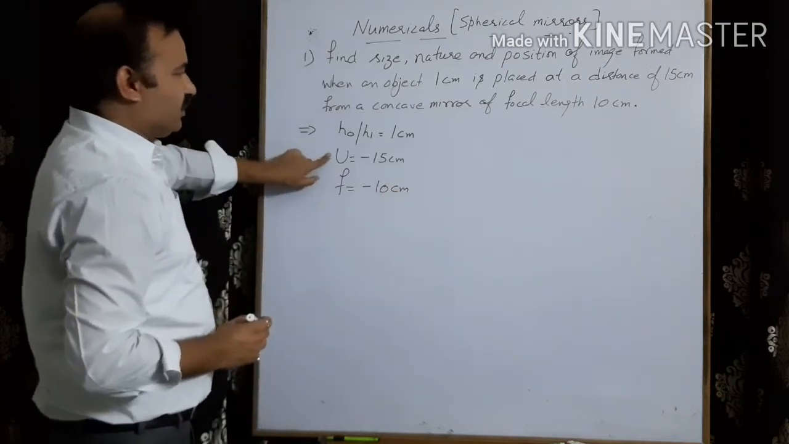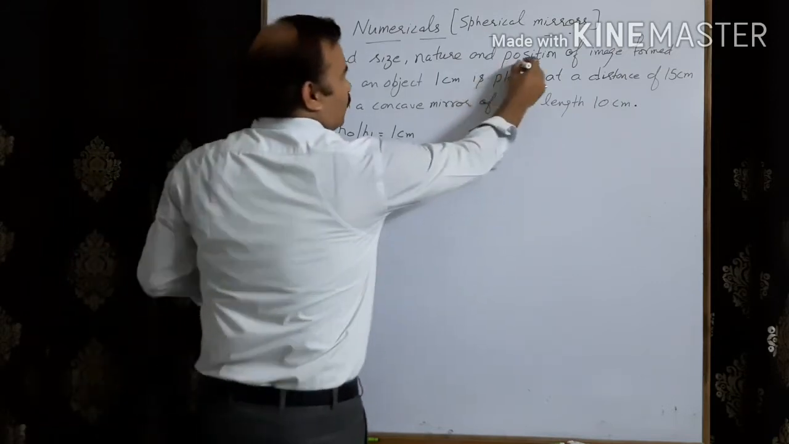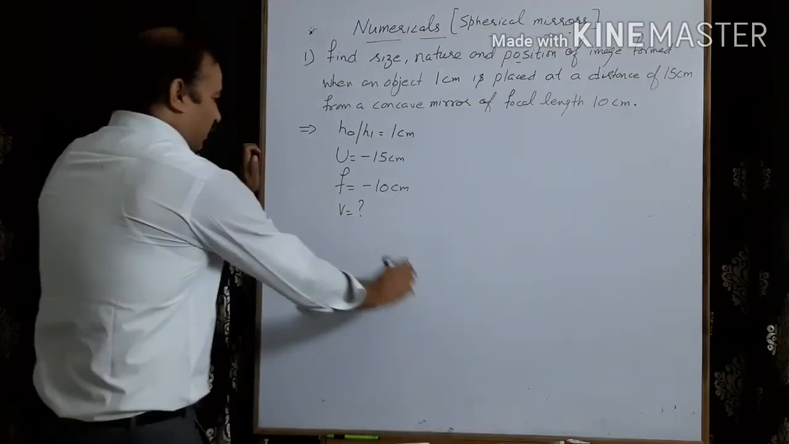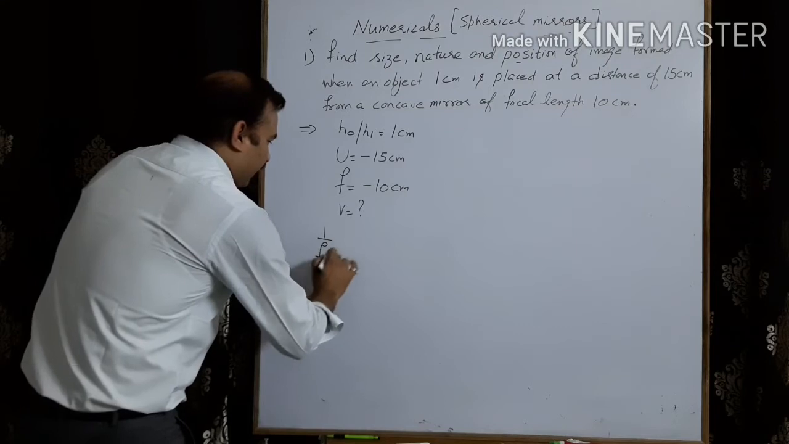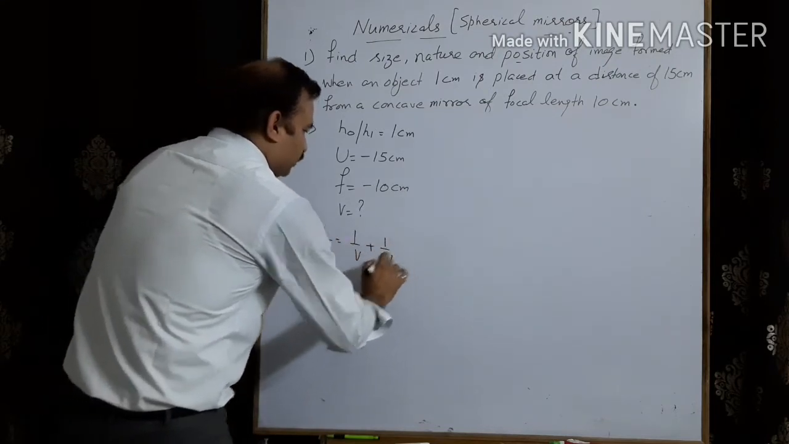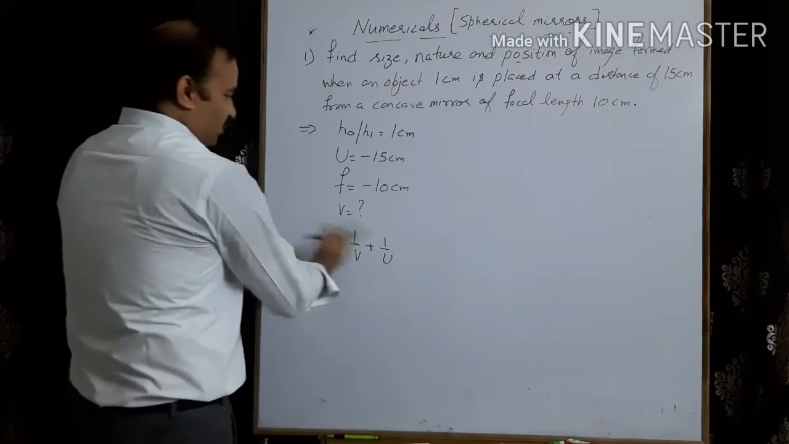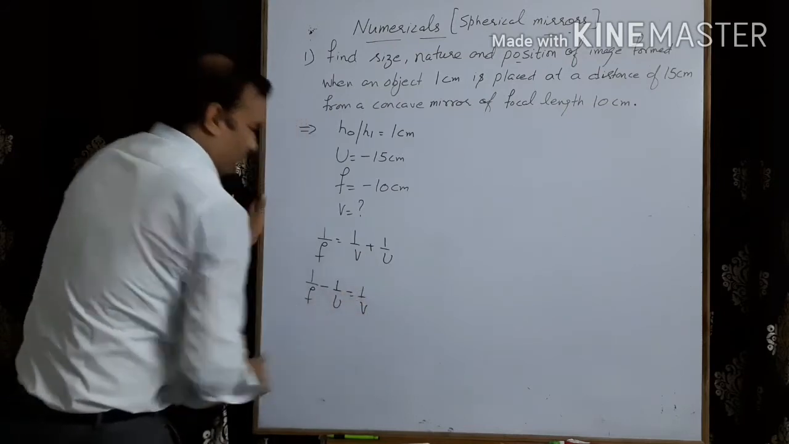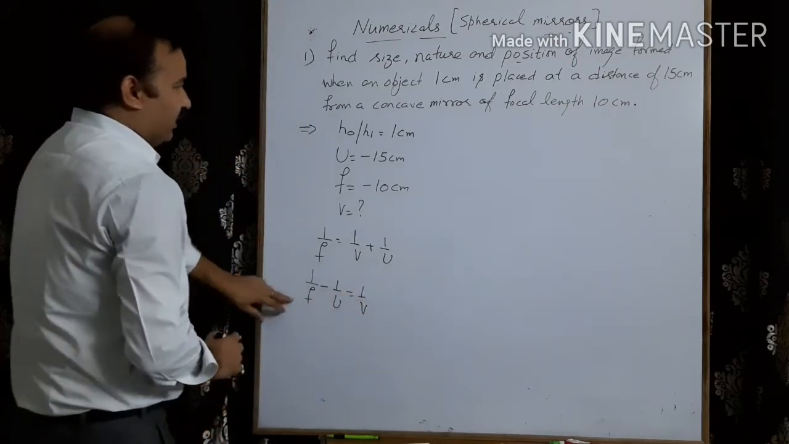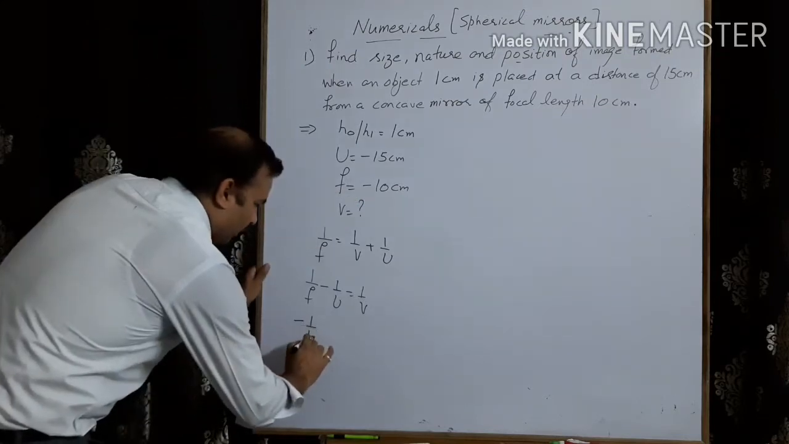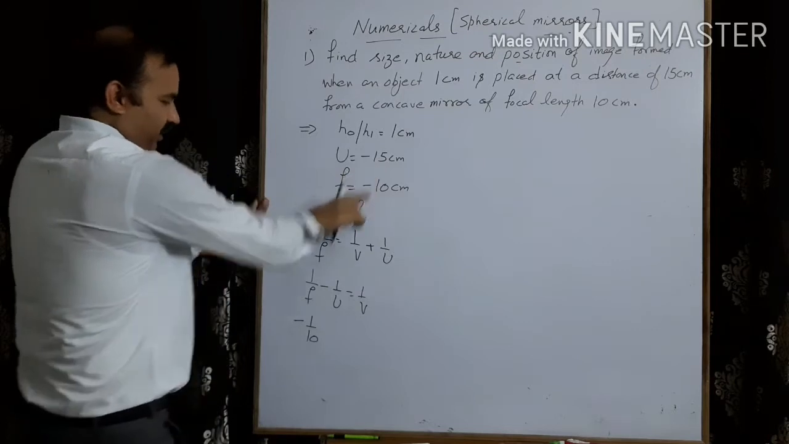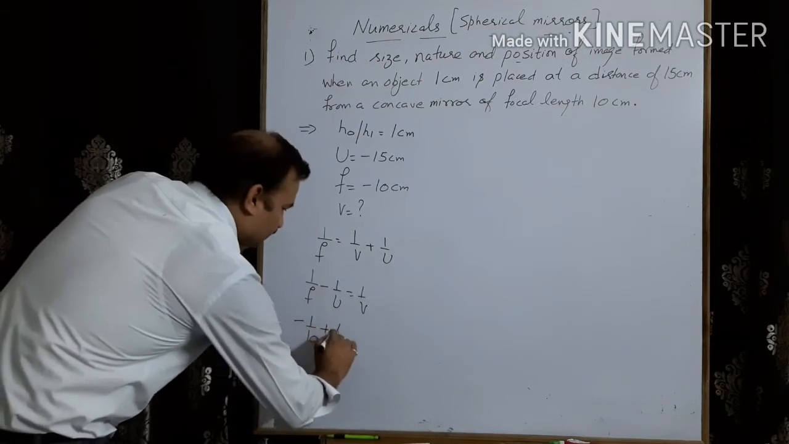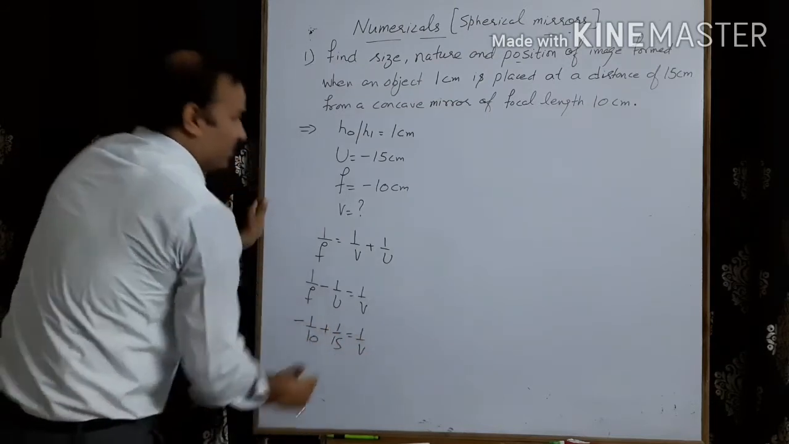So f is given, u is given. We have to find the position. So first of all, position means we have to find the v by using the mirror formula. The mirror formula says 1 by f is equal to 1 by v plus 1 by u. We have to find the value of v, so we'll shift u to the other side. So this will become 1 by f minus 1 by u is equal to 1 by v. Now substitute the values. f is minus 10, so this will become minus 1 by 10. Now u is minus 15. One minus is already there and we put minus 15. So minus of minus makes plus. So this is plus 1 by 15 is equal to 1 by v.